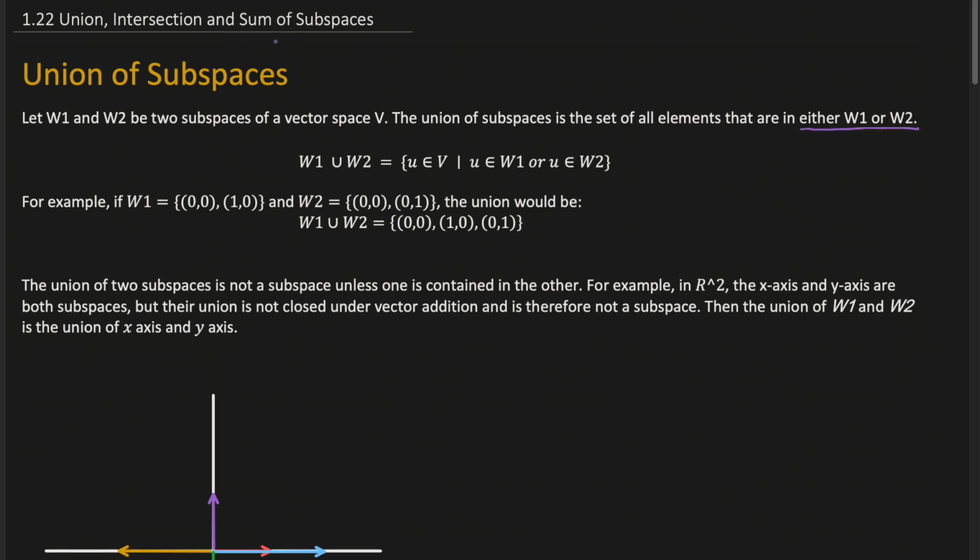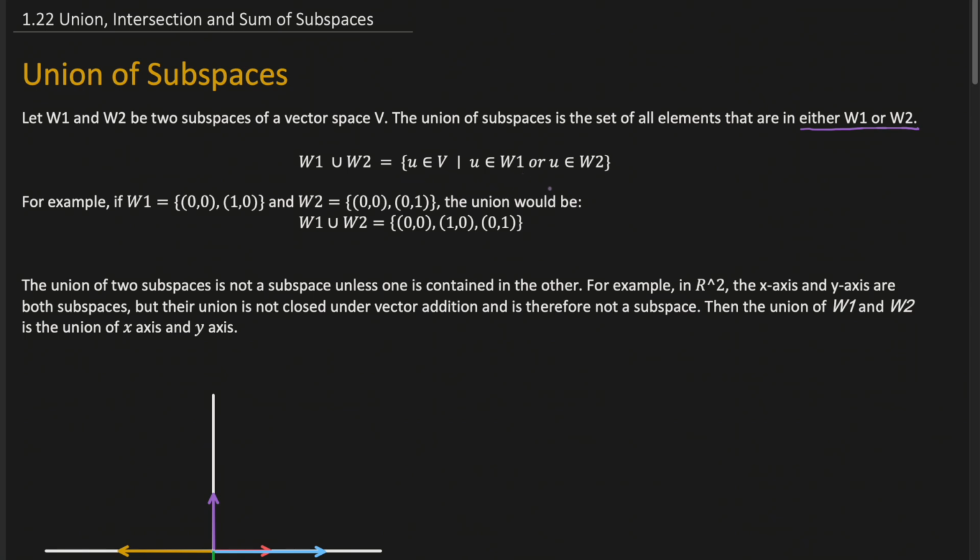The union and intersection of subspaces is exactly the same as union and intersection in set theory. So for example, we have the union of W1 and W2 subspaces. It contains all the elements u such that u either belongs to W1 or belongs to W2. It should belong to one of them. It's not necessary that it should belong to both of them. It can, but it must belong to at least one of them. For example, suppose W1 contains these two elements and W2 contains these two elements, then their union will contain all the elements in both W1 and W2.